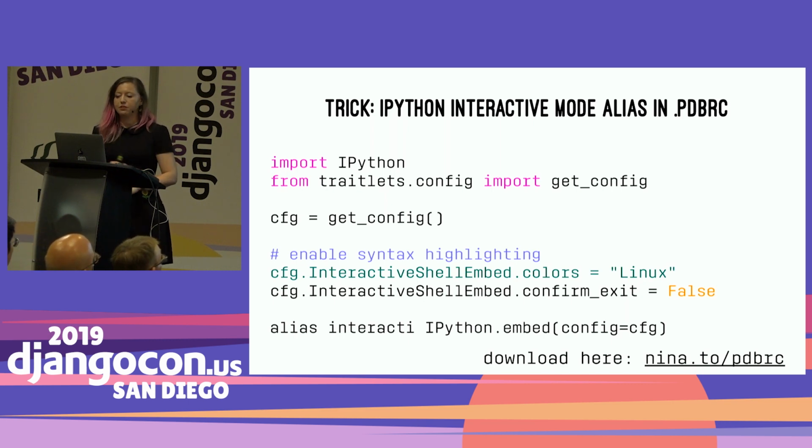Let's see if I have time for a demo at the end. But I showed you interact in the beginning. The interact command dropped me into a Python REPL where I have access to all the variables and all the state. You can make a .pdbrc file. It's a configuration file. And this specific configuration will allow you to add a new alias, a new command called interacti, that you can run to get an interactive IPython REPL in your debugger, which is really nice.